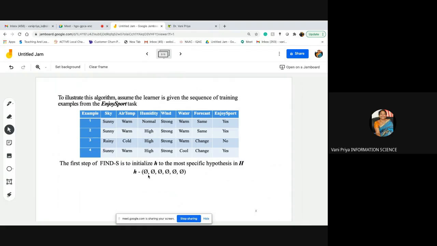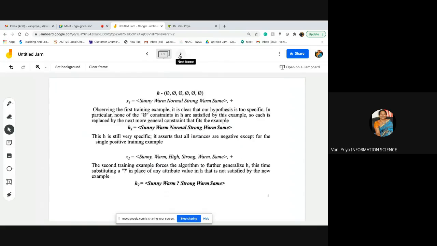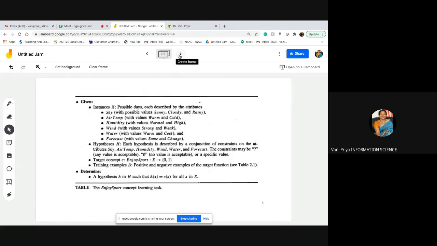If we are given a test case, what is meant by a test case? You will be given the values of sky, air temperature, humidity, wind, water, and forecast, and you are going to predict the value of enjoy sport. For that purpose, we come up with the hypothesis, based on which you find out whether the prediction for that test case is yes or no. Before that, we will see what is given and what we need to determine.